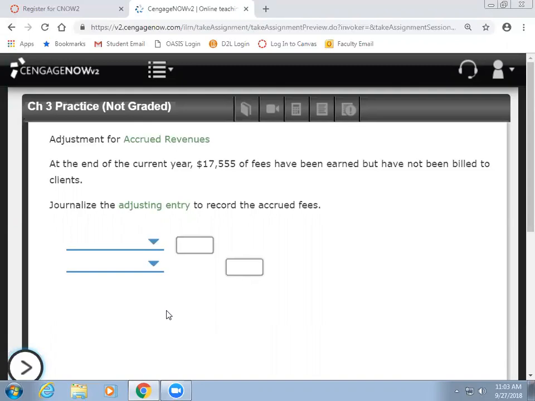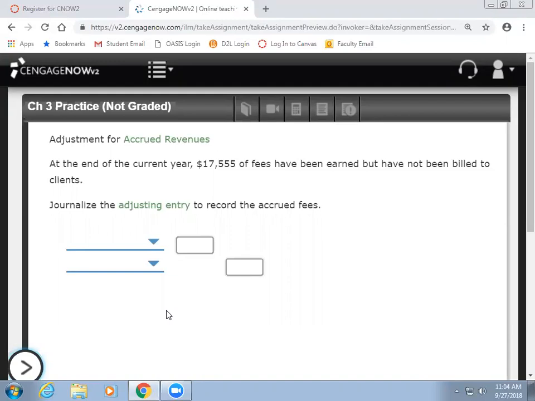So in this case, with accrued revenues, if you see something, it says at the end of the current year, $17,555 of fees have been earned, but not yet billed to clients. Well, when I see that, earned but not yet billed, this is just a typical revenue recognition entry where we're billing our clients. Okay, so we're just showing that we haven't yet billed them, but we've earned that revenue in this period. So it's really just like any other time when you bill a client.